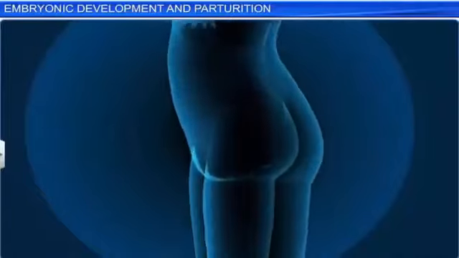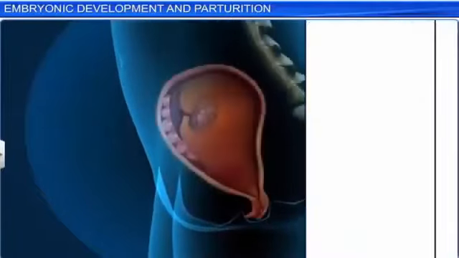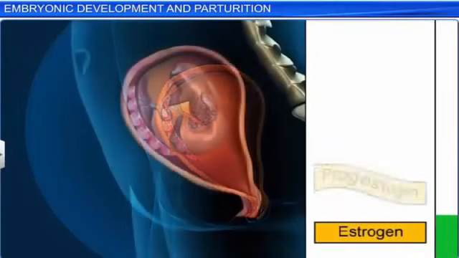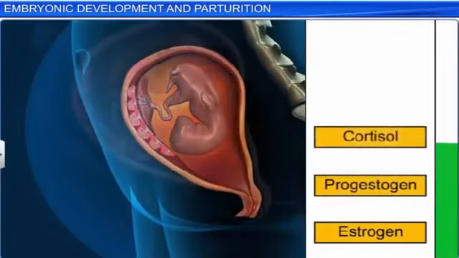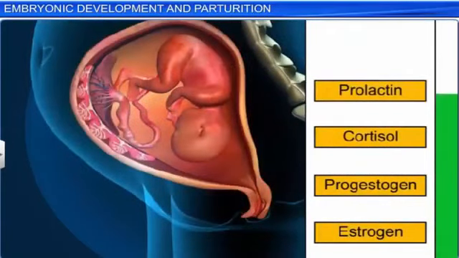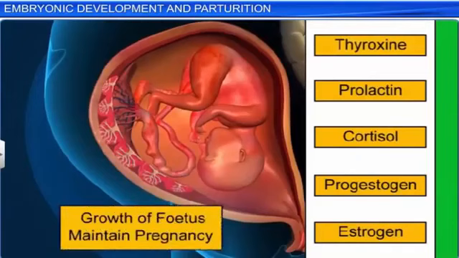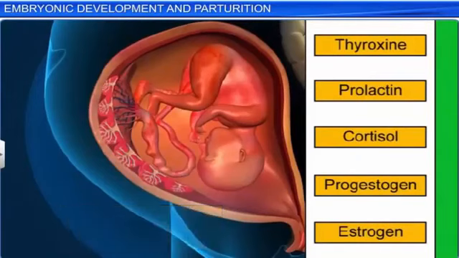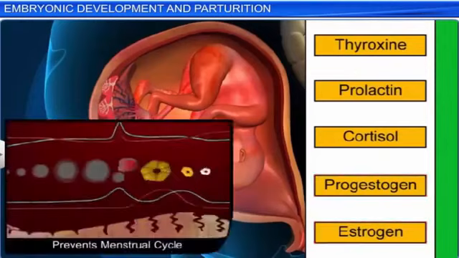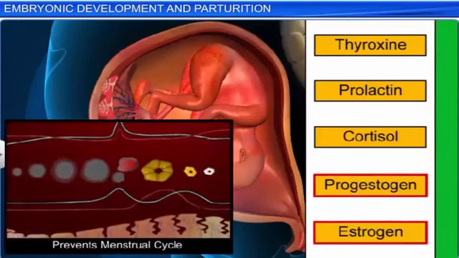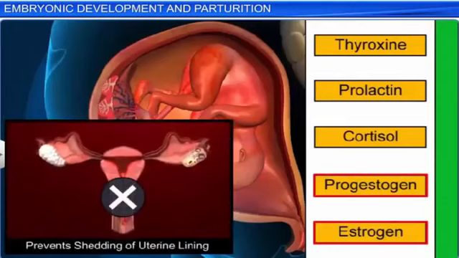Apart from the secretion of these hormones, the levels of other hormones such as estrogen, progestogen, cortisol, prolactin, and thyroxine also rise rapidly in a pregnant woman's body. These hormones support the growth of the fetus as well as maintain the pregnancy. Increased levels of progestogen and estrogen, for instance, put the menstrual cycle on hold and prevent the shedding of the uterine lining, which is embedded with the developing fetus.